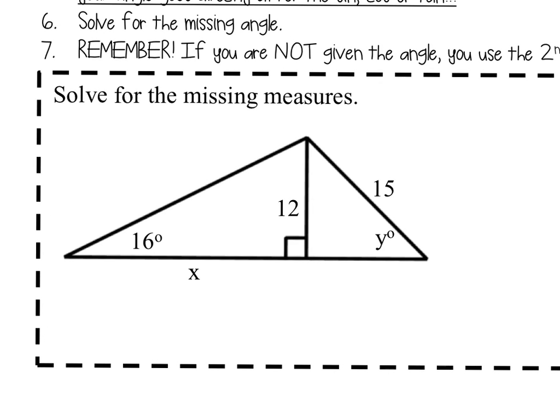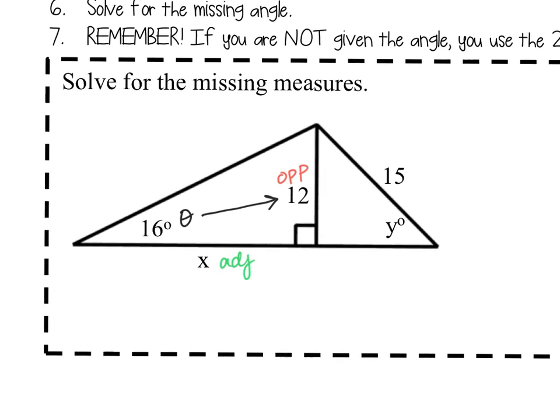In this case, they have me solving for two different variables. I'm going to go ahead and solve for x first. They identify theta for me. In this case, theta is 16 degrees. He takes a picture of the opposite side, so my opposite has a length of 12. My adjacent side is my x, and my hypotenuse is not currently being used.